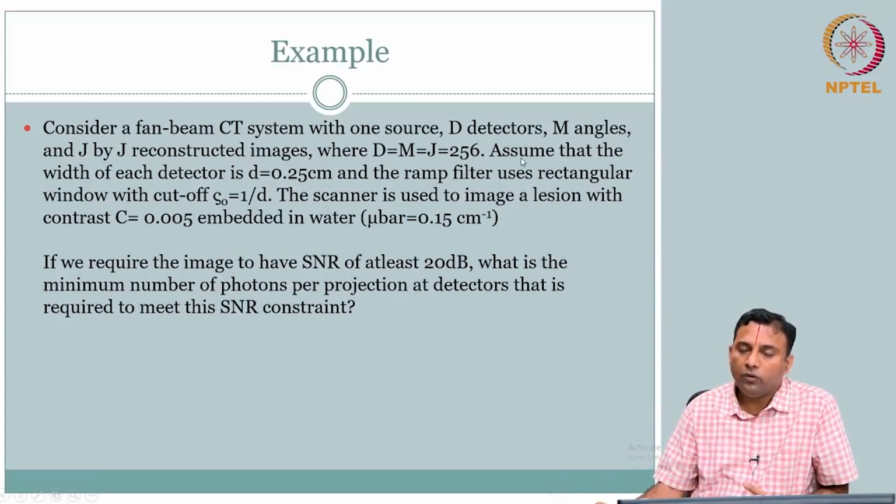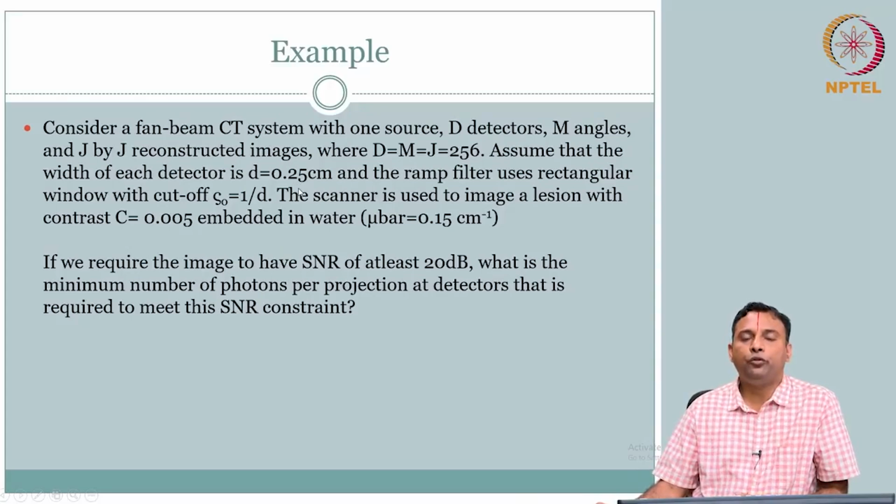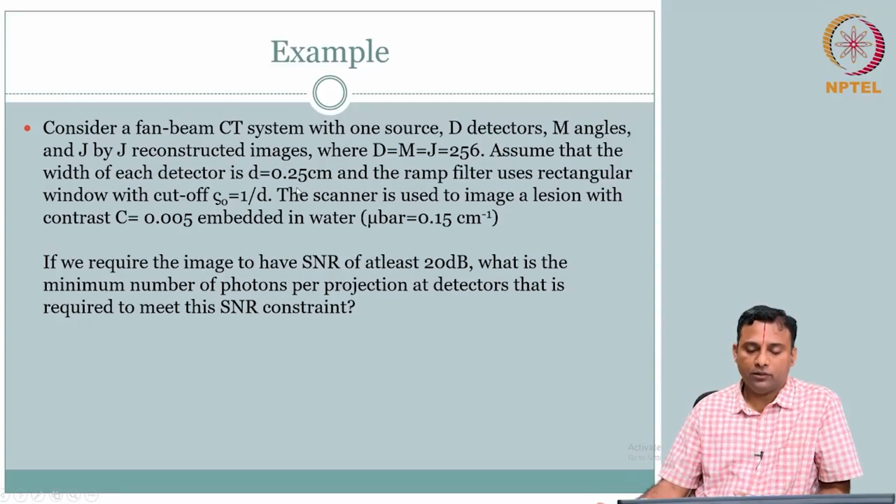So now assume that the width of each detector is 0.25 centimeters, so 2.5 mm. And you are using a ramp filter with a rectangular window, so we will not complicate that. We have also designed it to be anti-aliasing, with a cutoff equal to 1 by d, where d is 0.25, the width of the detector.